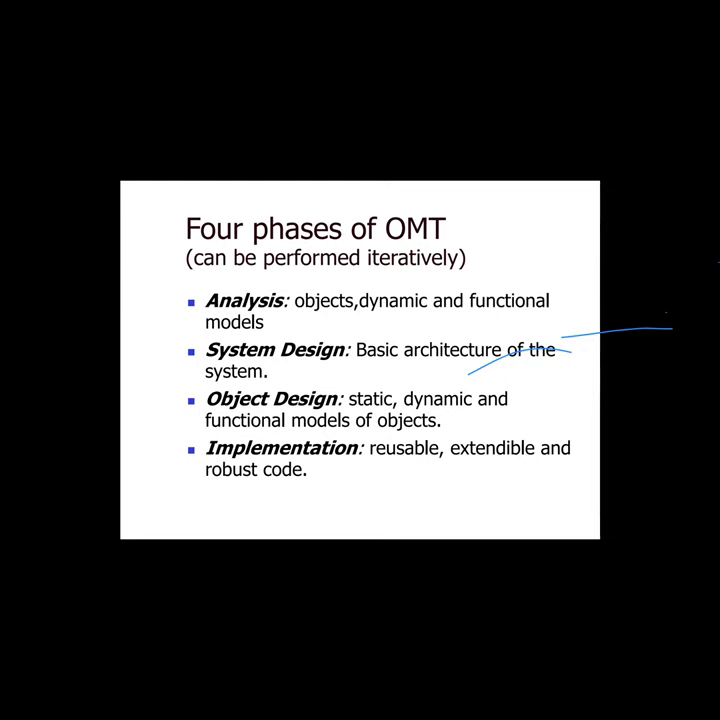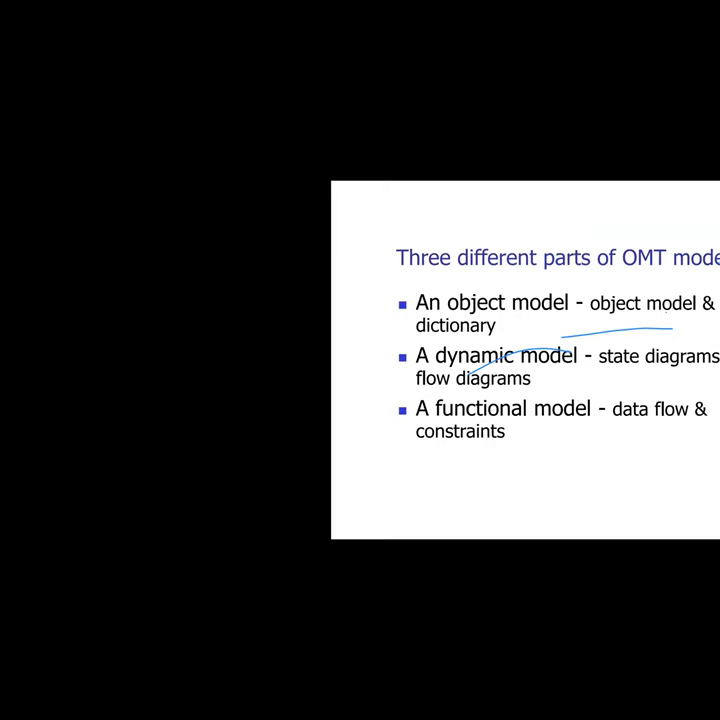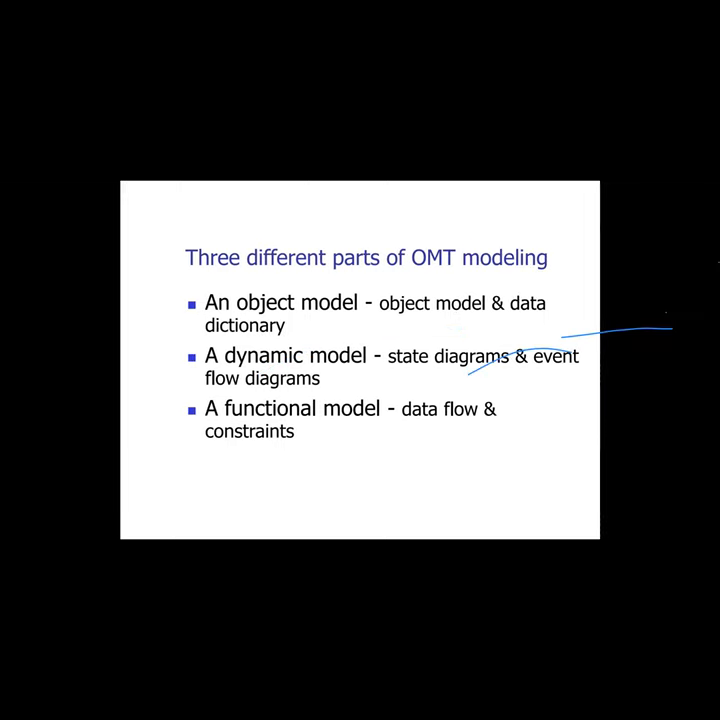Within this object modeling technique proposed by Rumbaugh, there are three different parts. We already discussed the system view, object view, and internal view. In the same way, in OMT modeling, we have the object model, dynamic model, and functional model. First we have to think about the object, because objects are the core of any object-oriented project. We have to identify the proper classes and their respective objects. That is based on the object model, where we focus on the object model and data dictionary. What the attributes are and how the objects are created, whether private, public, or protected, all those things will be fixed and analyzed during the object modeling stage.